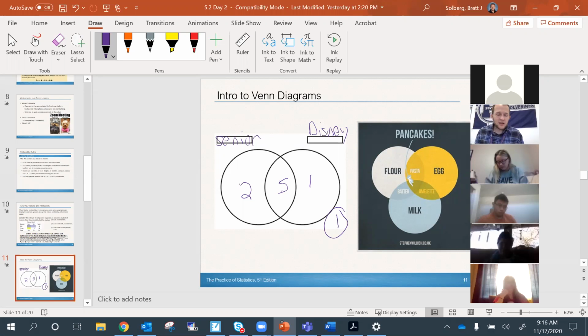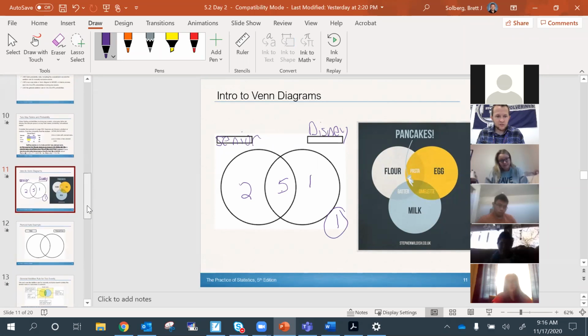All right, that's our quick intro to Venn diagrams. There's actually some pretty funny Venn diagrams if you do that.